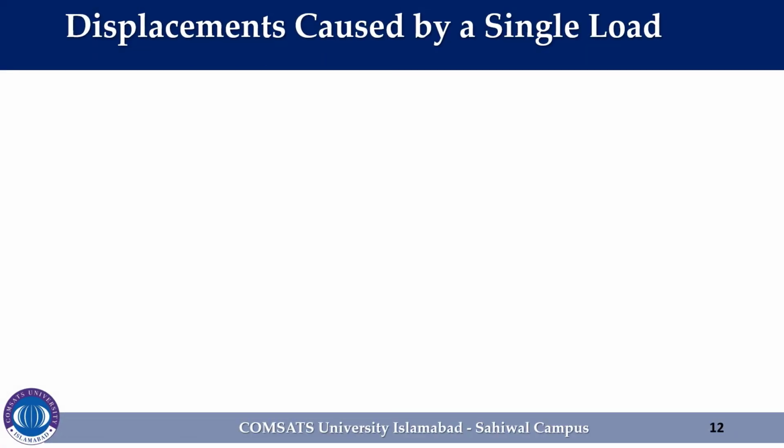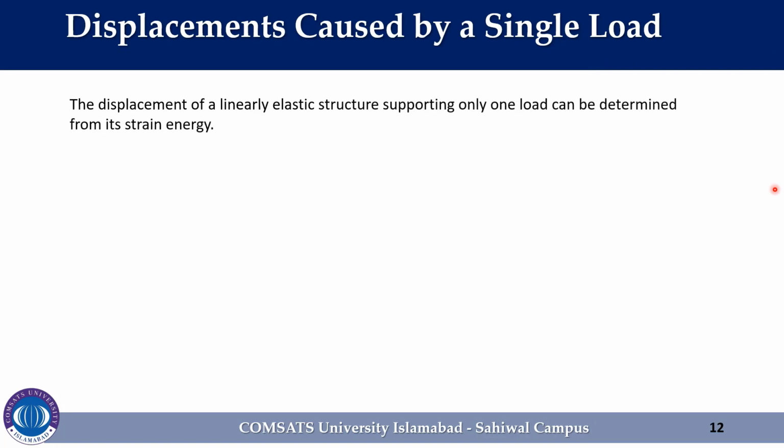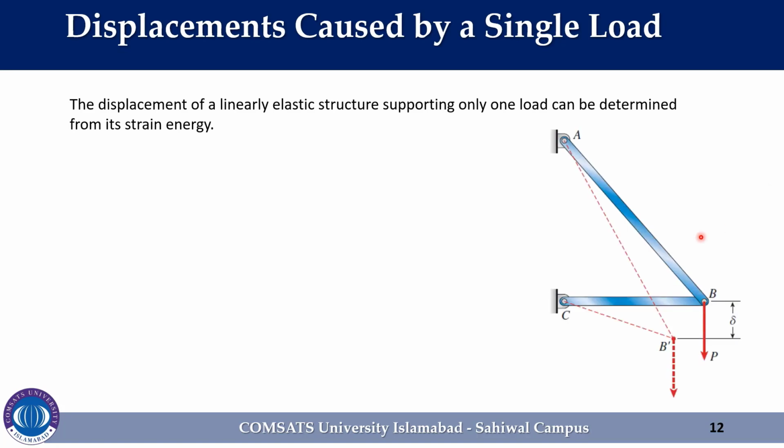Here we will talk about displacements caused by a single load. The displacement of a linearly elastic structure supporting only one load can be determined from its strain energy. To illustrate the method, consider a 2-bar truss loaded by a vertical force P. Our objective is to determine the vertical displacement delta at joint B, where the load is applied.